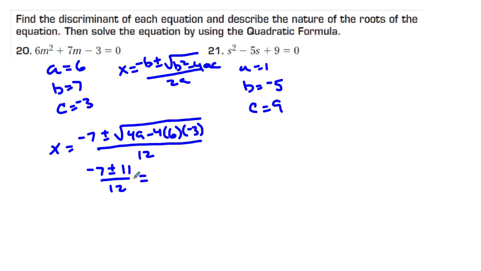So we got minus 7 plus 11, which is going to be 6. No, it's going to be 4 over 12. And the minus side is going to give us minus 18 over 12. So 4 goes into it once, and 12 three times, giving 1/3. And this one, 6 goes in 3 times, and 12 twice. So we got positive 1/3, negative 3/2 for that one.